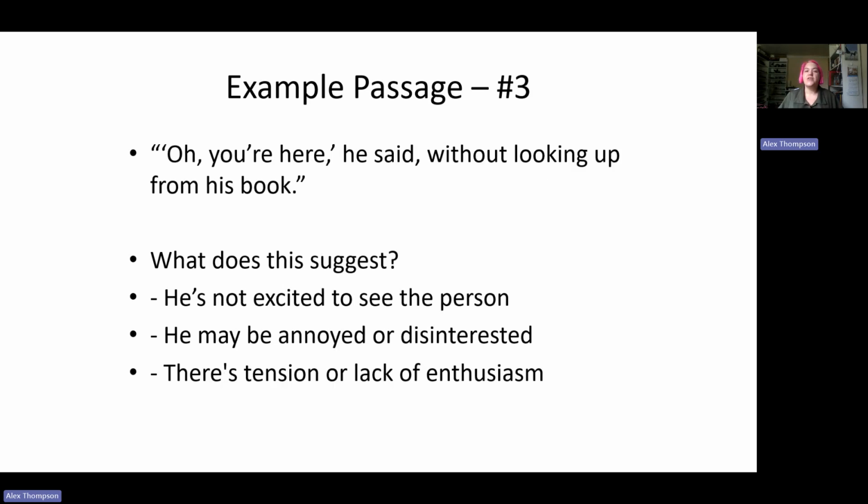And then finally, our third example. "Oh, you're here," he said, without looking up from his book. Okay, so he's been relatively dismissive in this case. If he says, "Oh, you're here," but he does not make eye contact with the person who is trying to speak to him, what does this suggest? He's not excited to see the person. He may be annoyed or disinterested, and there's tension or potentially a lack of enthusiasm. There's a combination of things, again, that we could work out from reading this.